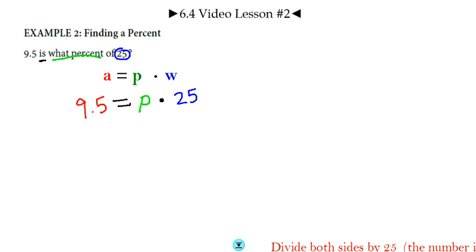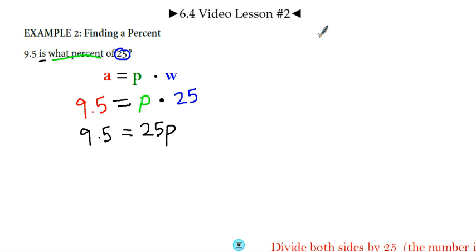Now, here's one thing you need to remember. When you multiply a variable, a letter, and a number, you always want to write the number first. So if you have 9.5 equals P times 25, then it means you need to write 25 first, and then P.